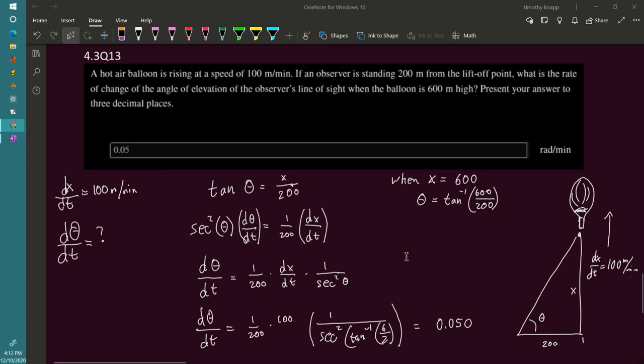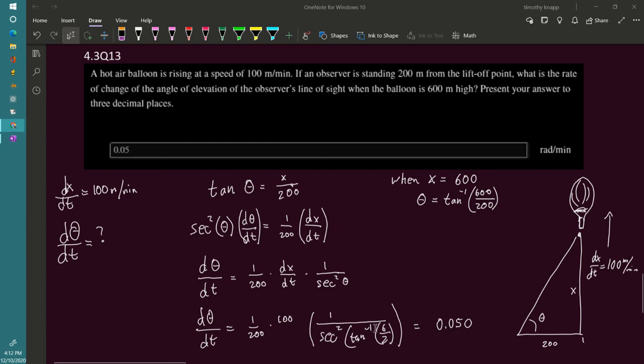Don't forget that theta is inverse tangent of 600 over 200. How do I know that? Because they're telling me to focus on the moment when the hot air balloon is at a height of 600 meters, and we know that this is already 200, okay? You wouldn't be able to tell me the rate of change of the angle unless I tell you, hey, I need you to find the rate of change of the angle at a specific moment in time, okay? We don't even know the time variable, but we do know that the height variable is 600, and so I'm going to go ahead and use that there.